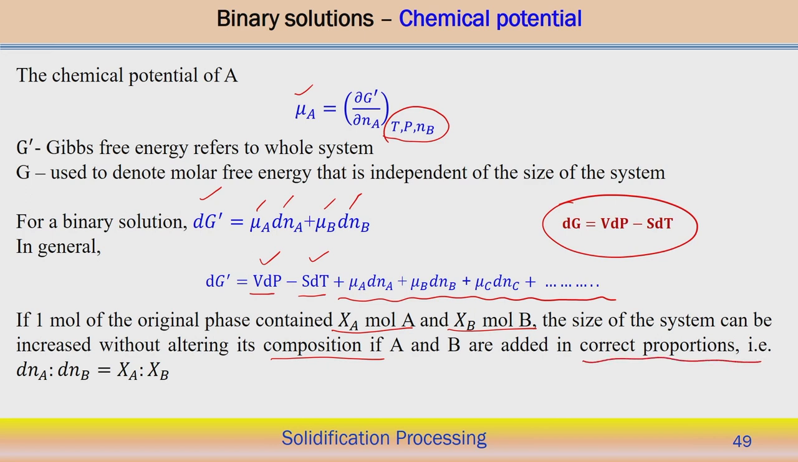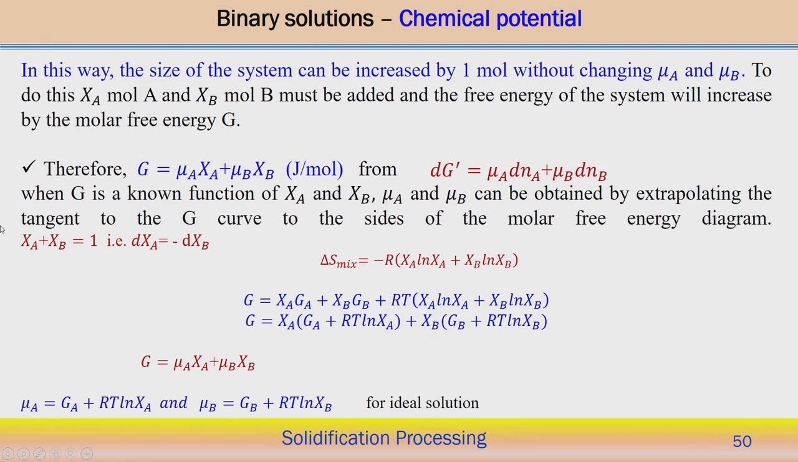So dN A and dN B, these small amounts of components A and B, should be added to the solution by maintaining their proportionality constant. So dN A to dN B should be maintained as per X A to X B in this particular solution. In this way the size of the system can be increased by 1 mole without changing their chemical potential values mu A and mu B.